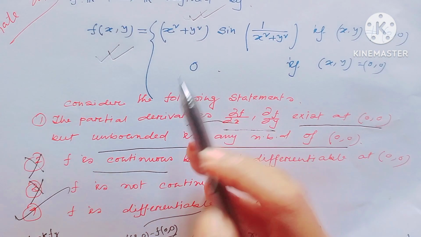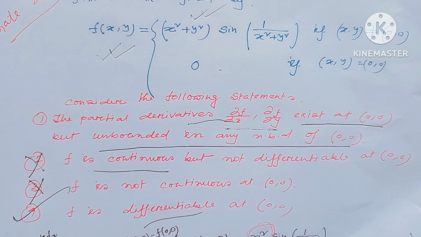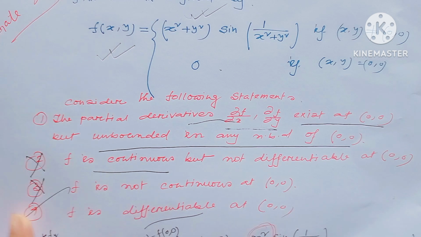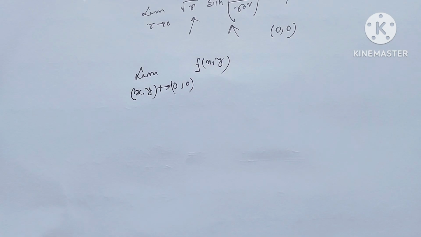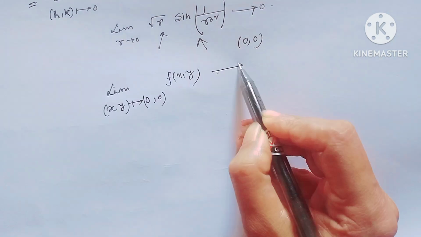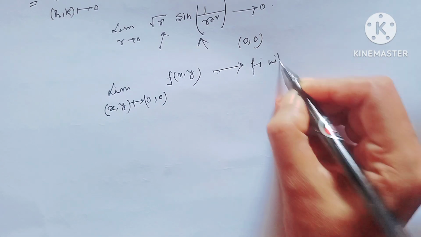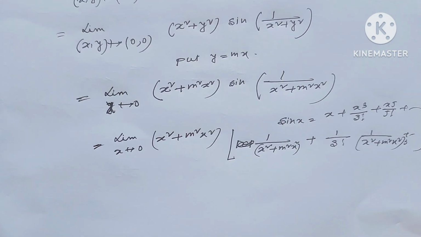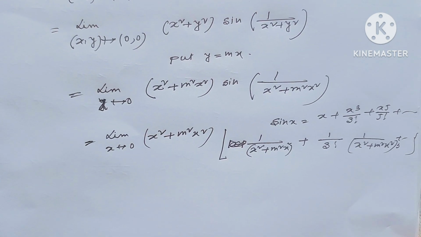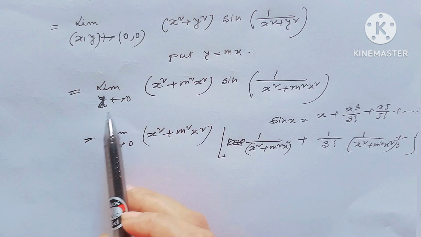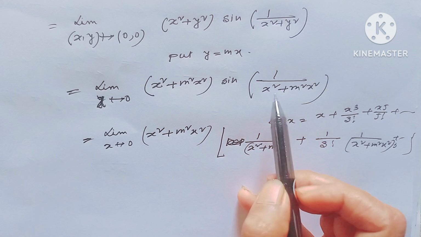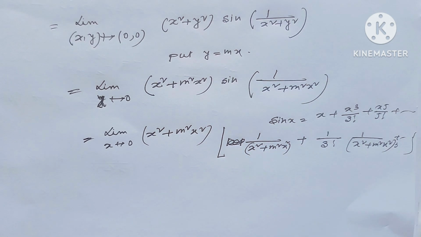Here I have seen a few minutes ago that the partial derivatives exist at 0, 0. But is the function unbounded in the neighborhood of 0, 0? That means we have limit xy goes to 0, 0 of f of xy. If this value is finite, then we can tell this function is bounded. To see bounded and unbounded, put y equal to mx. Then this limit would be limit x goes to 0, x square plus m square x square sin 1 over x square plus m square x square.